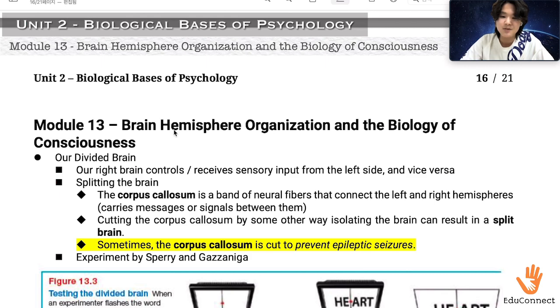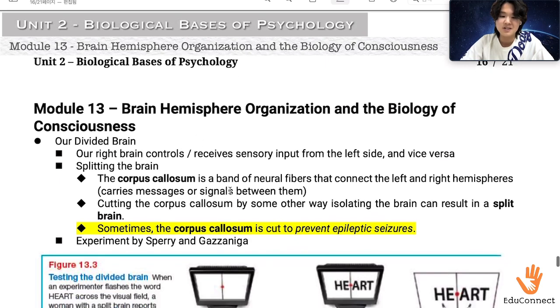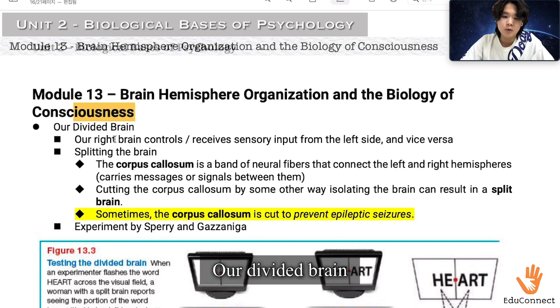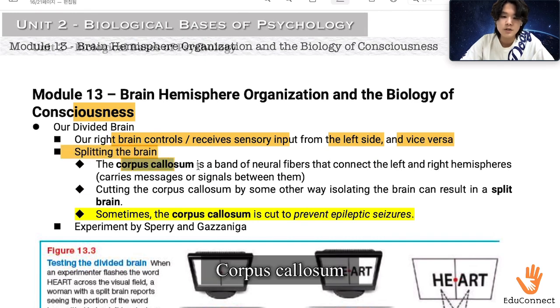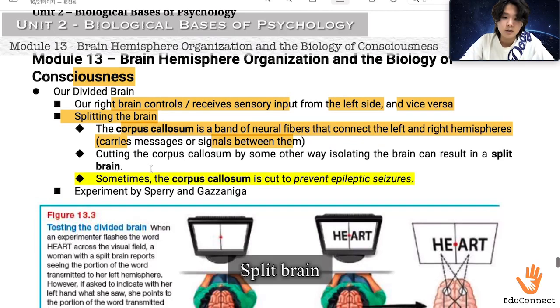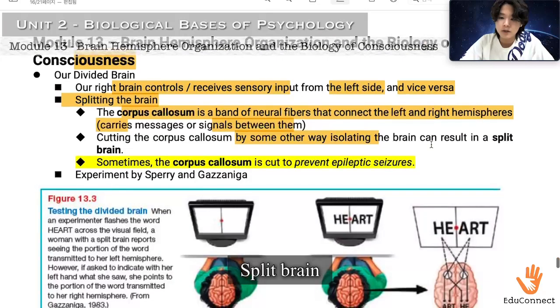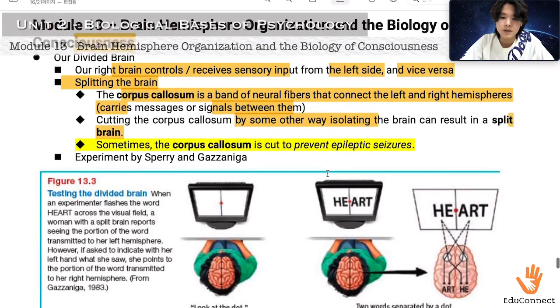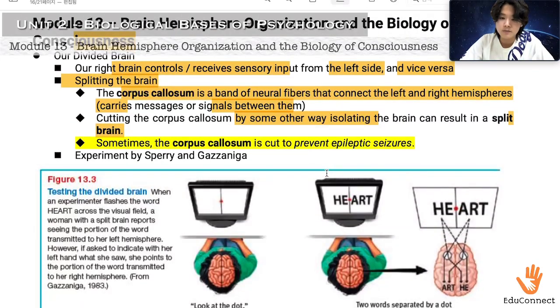Now the brain hemisphere organization and the biology of consciousness. Our divided brain. Our right brain controls and receives sensory input from the left side and vice versa. Splitting the brain. The corpus callosum is a band of neural fibers that connects the left and right hemispheres and carries messages between them. Cutting the corpus callosum, or isolating the brain in some other way, can result in a split brain. Sometimes the corpus callosum is cut to prevent epileptic seizures.